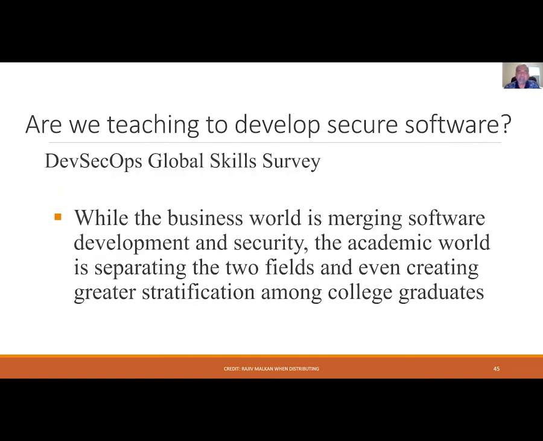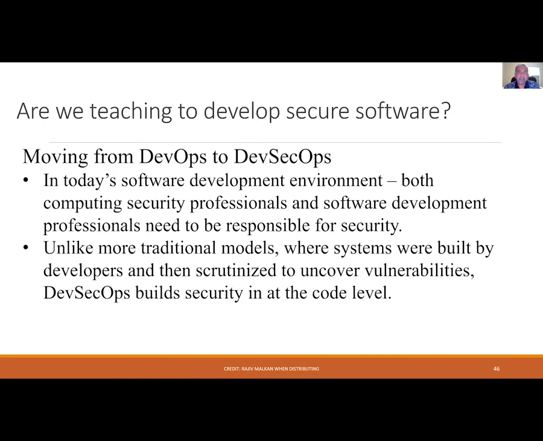Because this is what we do. We have a separate cybersecurity curriculum, a separate programming curriculum, and a separate networking curriculum. We never talk about integrating all this. So while the business world is merging security and software development, in the academic world we are creating three separate fields. We are moving further and further away rather than bringing all this together. So what we need to start teaching is moving from DevOps to DevSecOps at the code level, because we need to build security at the code level, not afterwards.